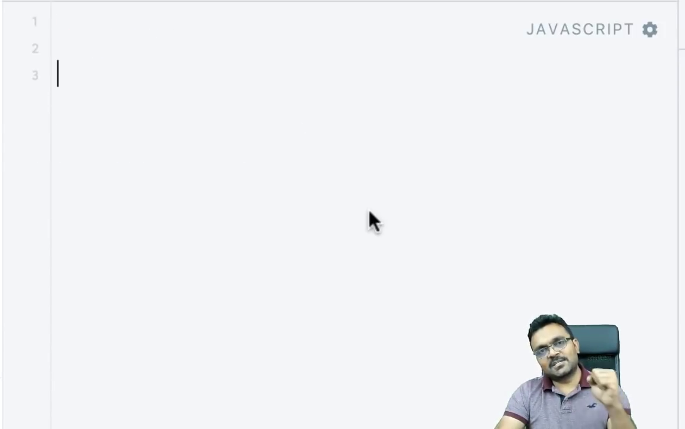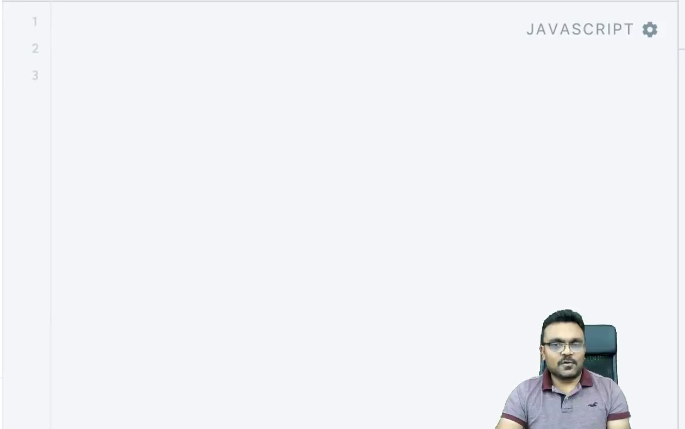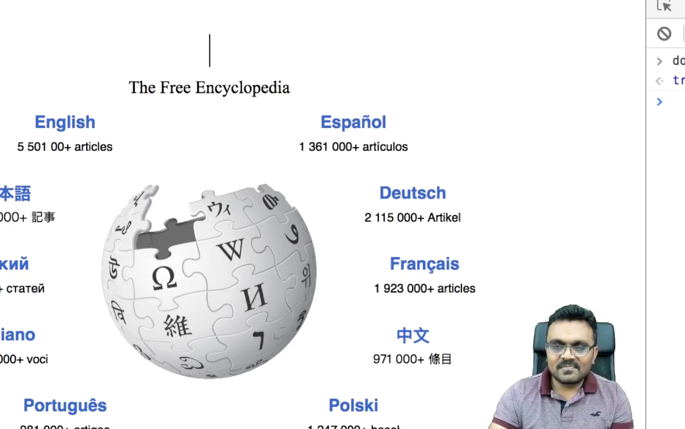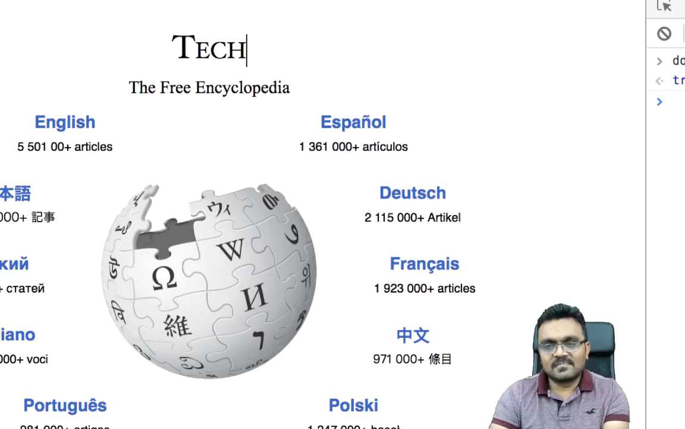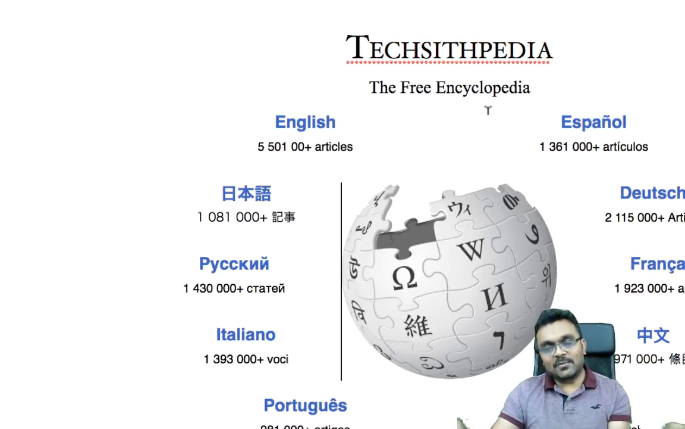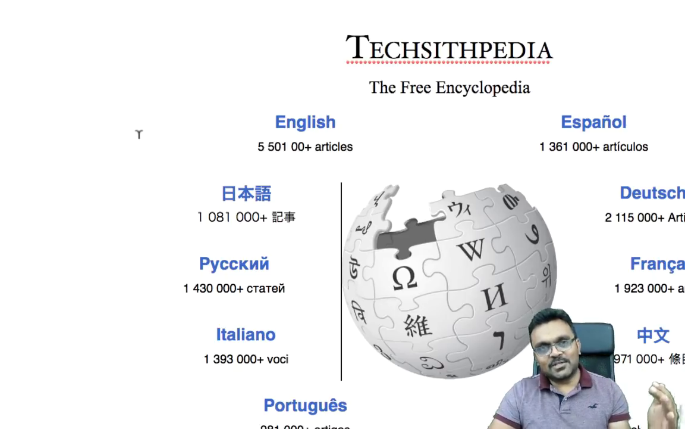All right, the third question is, take any web page and make all its content editable, such that I can just click on anything here. For example, I can convert it into Techsithpedia, my own website. I don't have to change much here. How would you do that using JavaScript?